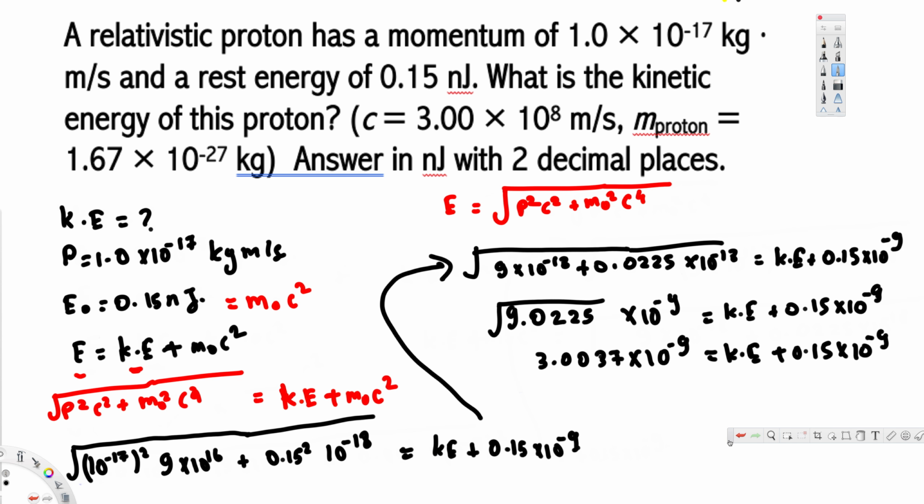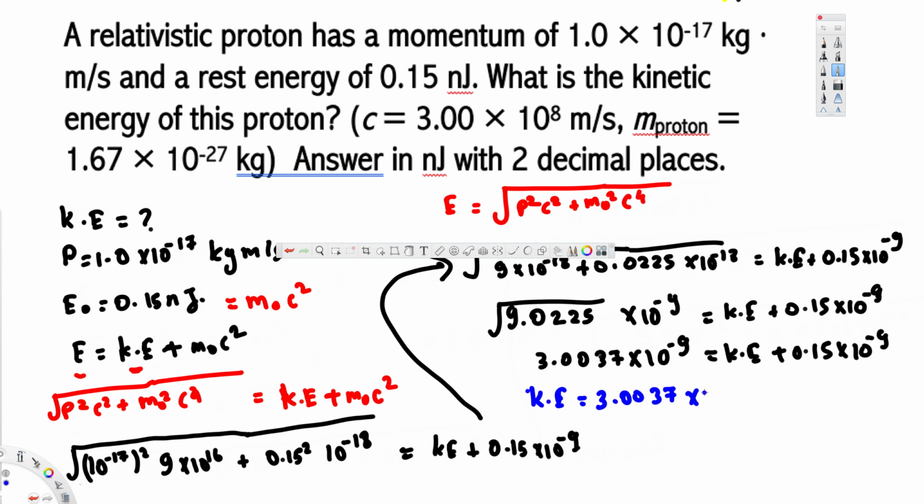Here you can see we have the same power, right? We have the same power for 3.0037 times 10 to the power minus 9, and here we have 0.15 times 10 to the power minus 9. So when we have the same power, we can directly subtract. So kinetic energy is going to be equivalent to 3.0037 times 10 to the power minus 9 minus 0.15 times 10 to the power minus 9, and if you subtract these two together, that's going to give you 2.8537 times 10 to the power minus 9.